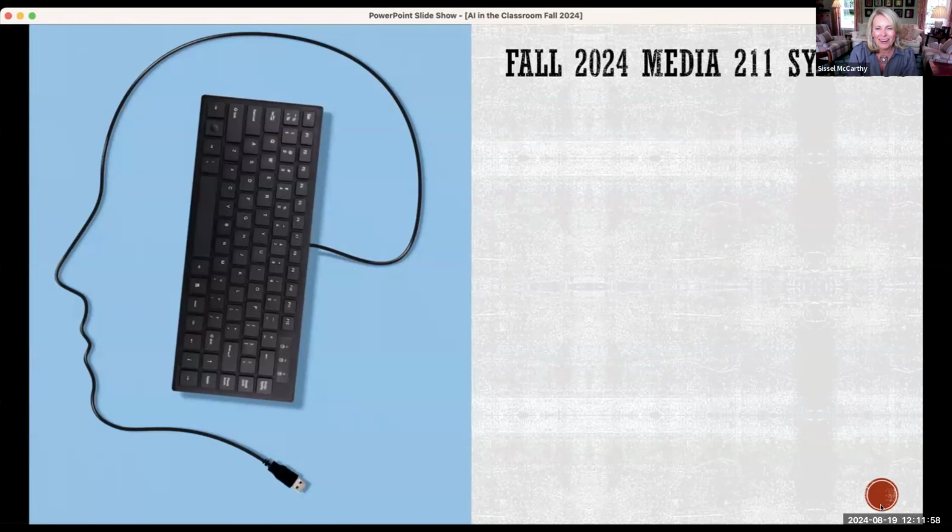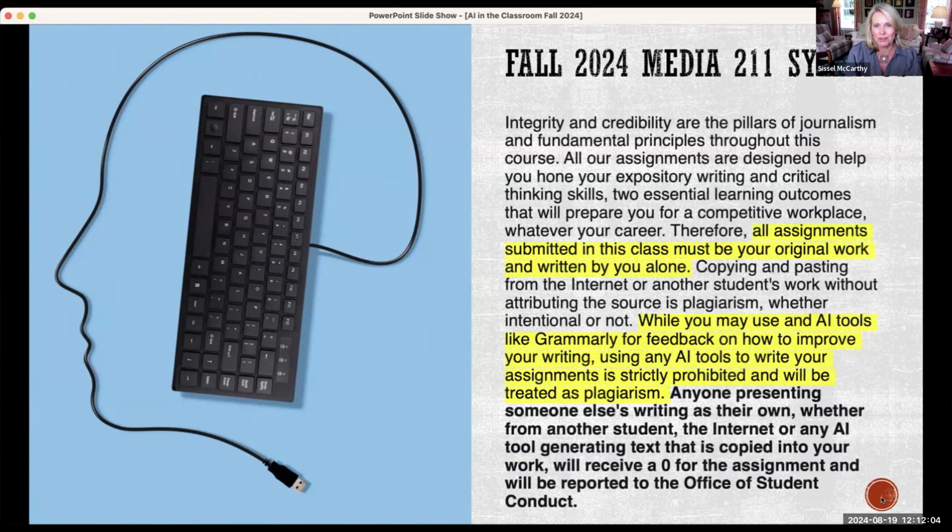All right, so I want to share with you the language that I've included in my fall syllabus on the use of AI tools. I want to do a better job this semester of explaining what's allowed and what isn't allowed with students, beginning with my syllabus. So this is what I've come up with, and I'm just going to read it for you. And if anyone would like this, I'm happy to share it with you.